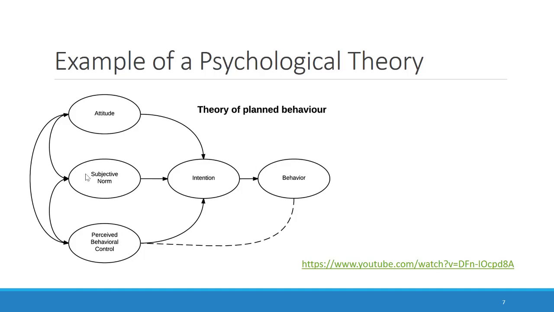The next of the three is subjective norms. What this is referring to is, the word subjective means how you interpret it, or how I interpret it. And the norms are social norms, or things that exist in our social networks.